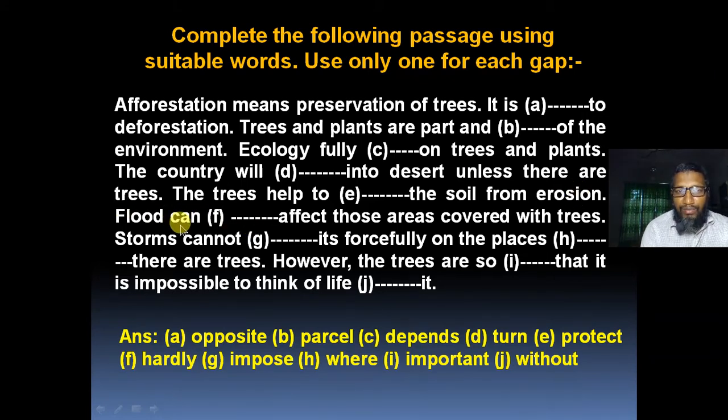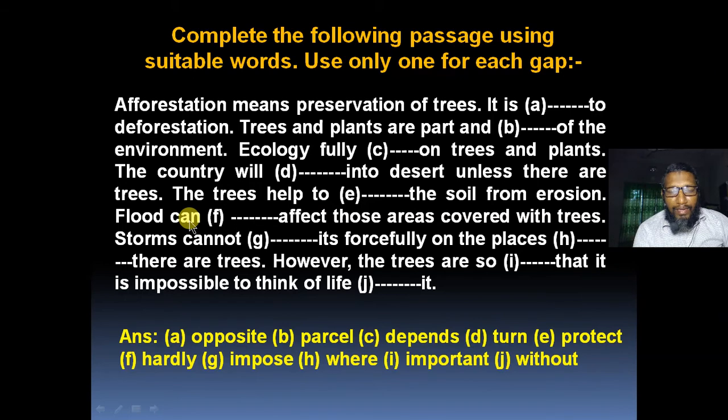Flood can dash. Can is also a modal verb. So after a modal, I have already mentioned that we are allowed to use only the base form of the verb. Flood can dash: effect. Here, you can see, dear student, can is a modal verb and effect is a principal verb.